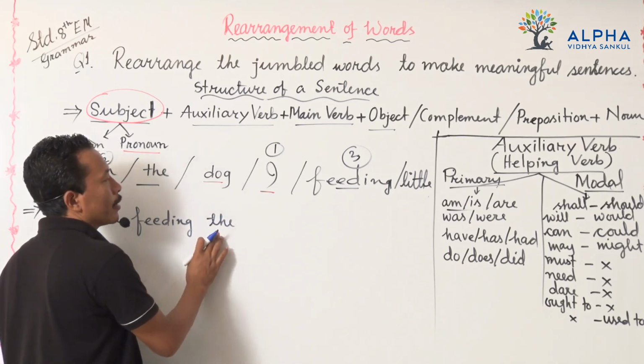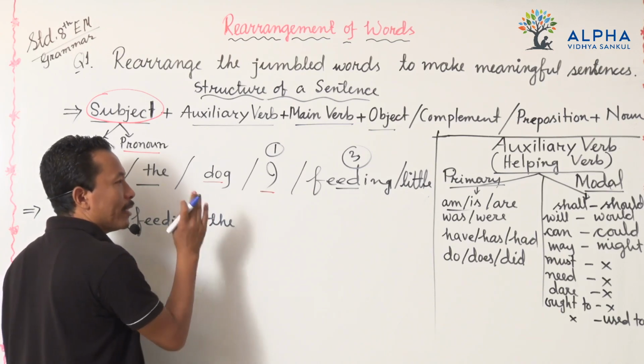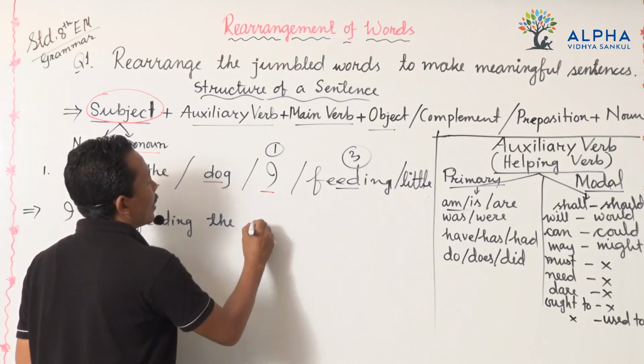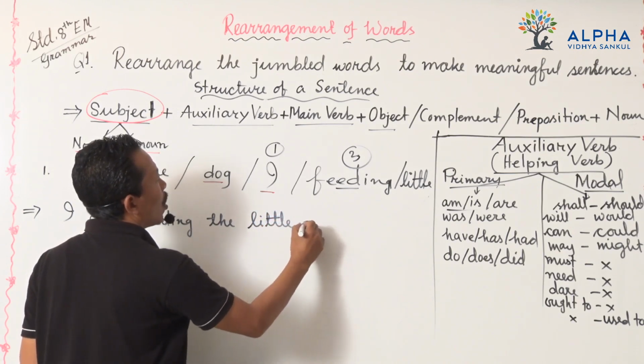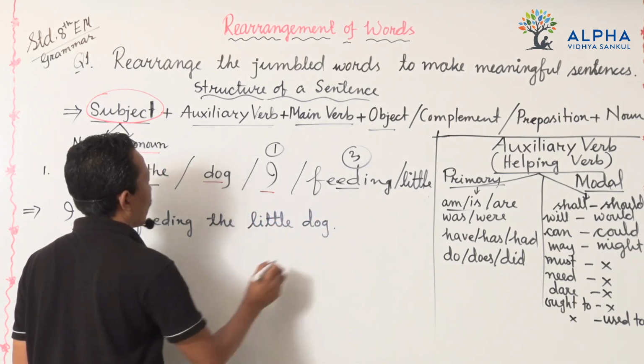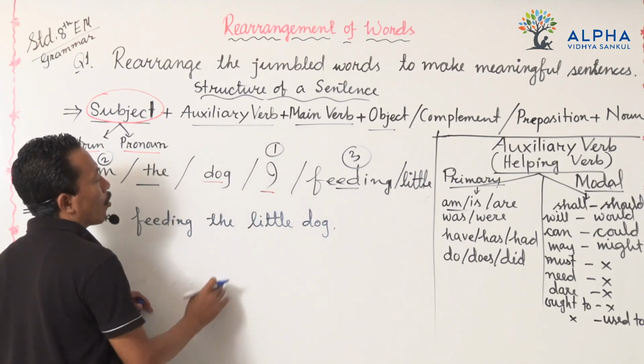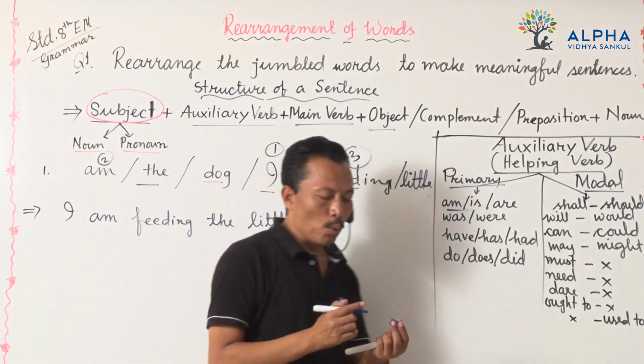If I say I am feeding the little dog, this is a determiner, so we say the article, so the little dog. I am feeding the little dog. Students, let me give you one idea.